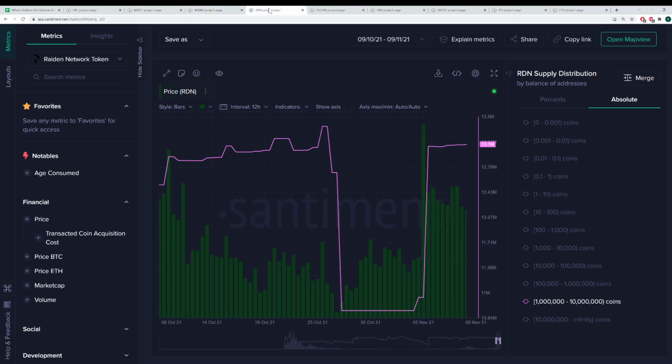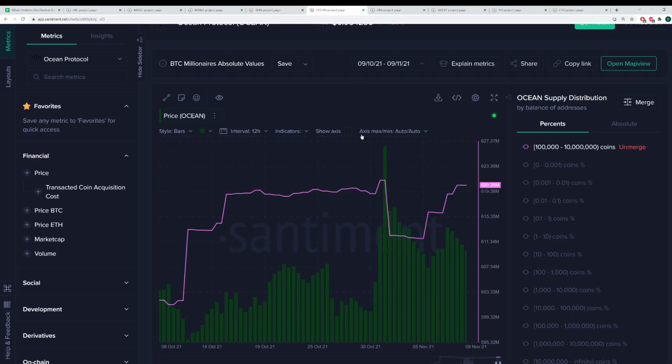So a couple others just to give a quick look at. Raiden had this interesting looking dump here that started on the 26th, and then it rebounded back up from November 4th to November 5th. And look what happened with the price as the accumulation was happening. Huge spike there. Ocean, another one that had a big spike. There was an immediate dump afterwards. It stayed flat for a while as the price was starting to decline.